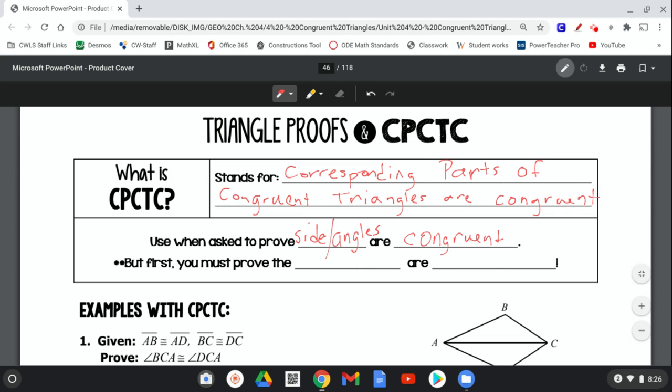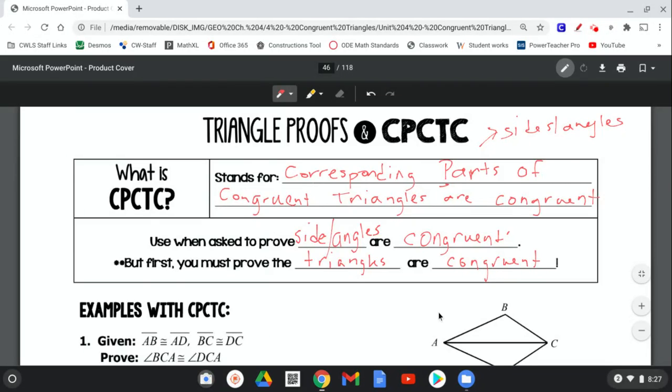So when I say parts, that just means sides or angles. When we say corresponding parts, that's the sides or angles. But first, we have to prove that the triangles are congruent. That's the first thing that you have to do. Then the next step will be that the sides or angles are congruent by CPCTC.